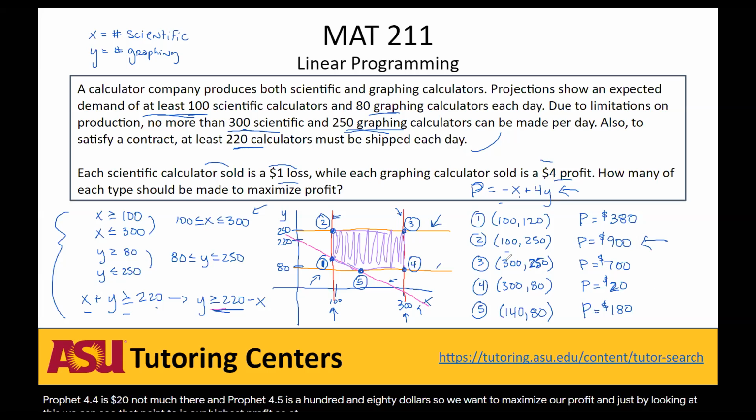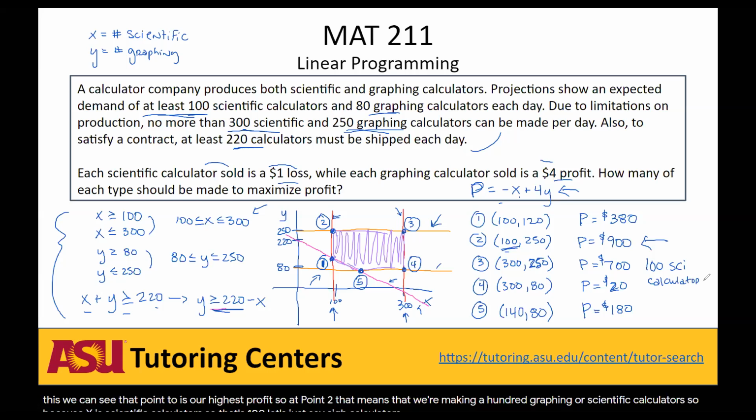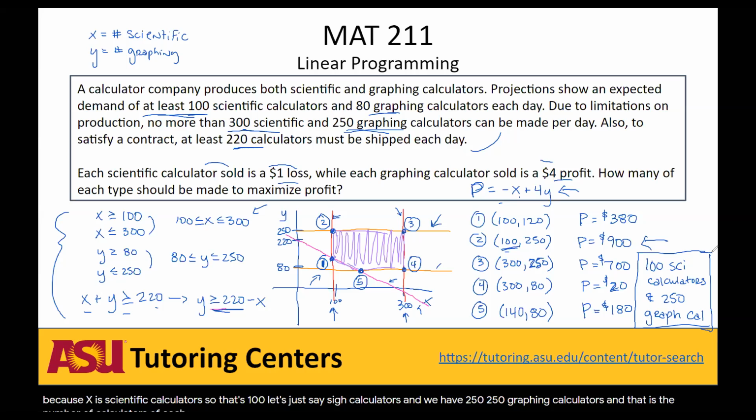So at point 2, that means that we're making 100 scientific calculators, because x is scientific calculators, and we have 250 graphing calculators. And that is the number of calculators of each type that we want to make in order to maximize our profit.